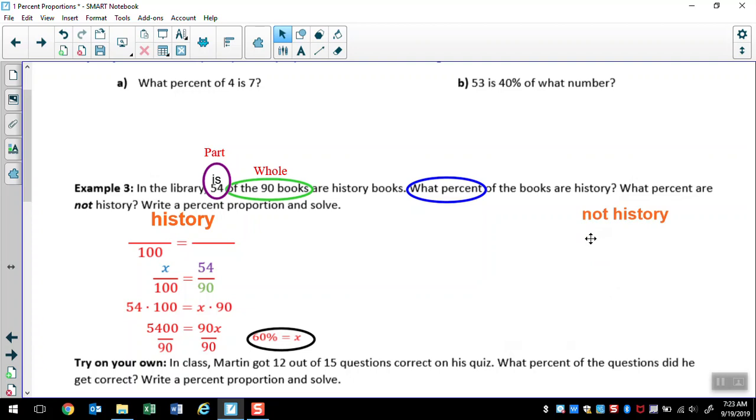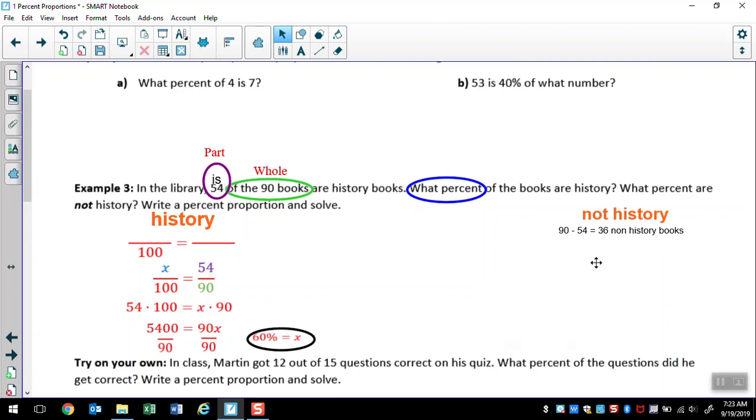So we're looking for the percentage of books that are not history. Well, first we know how many books are history books. So let's figure out how many books are not history books. We know there's a total of 90. If we subtract these two, that'll tell us how many are not. So 90 minus 54 gives us 36 non-history books.